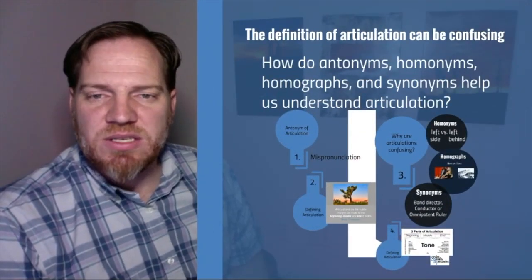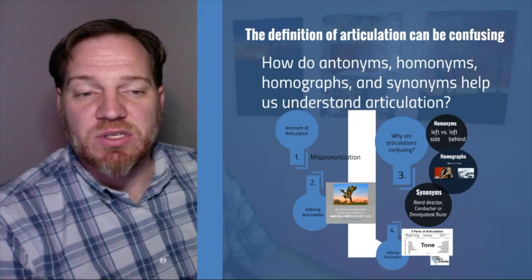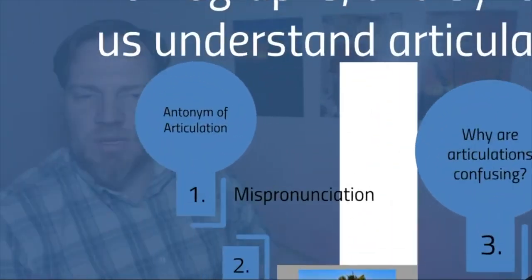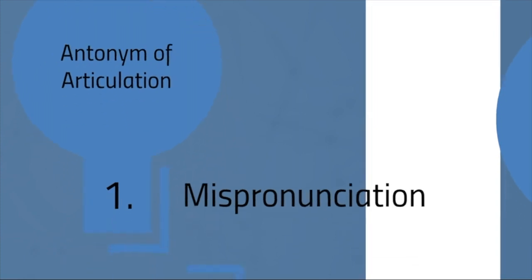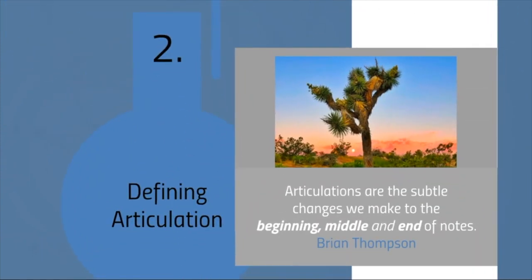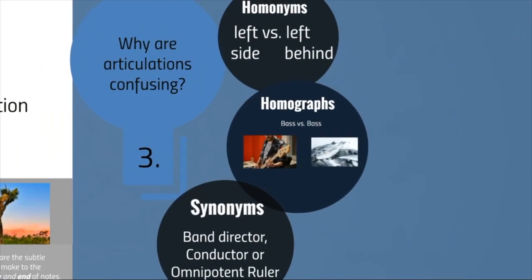Last time we discussed the definition of articulations, what it means and what it doesn't mean. We started with mispronunciation. When you mispronounce an articulation, you're playing it incorrectly. The definition is: articulations are the subtle changes we make to the beginning, middle, and end of notes. We discussed how articulations can be confusing.